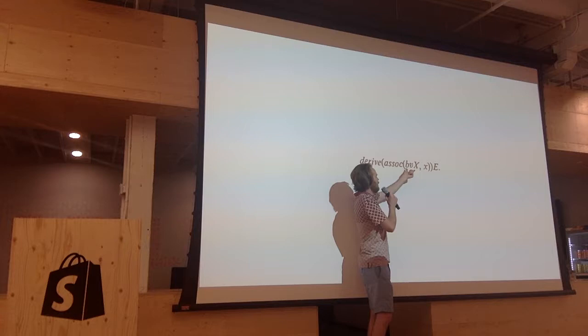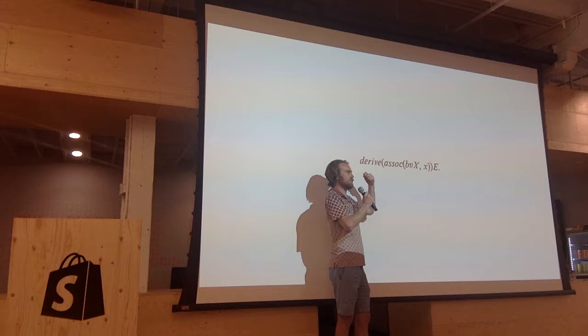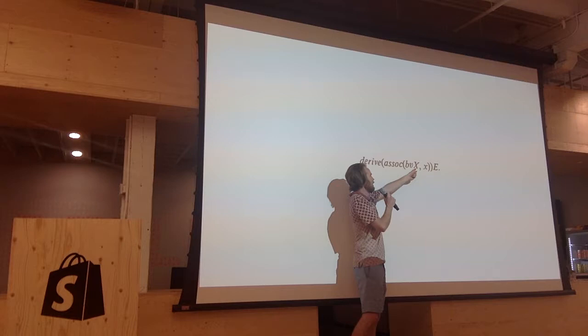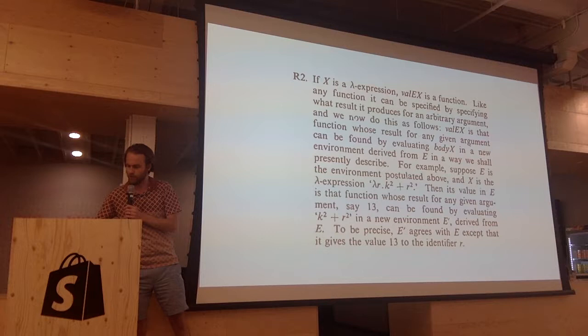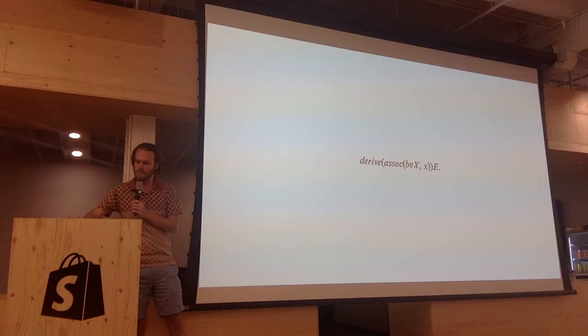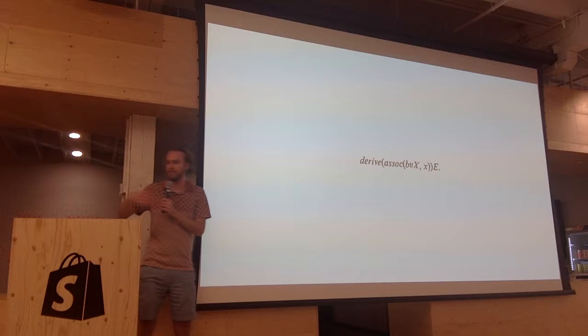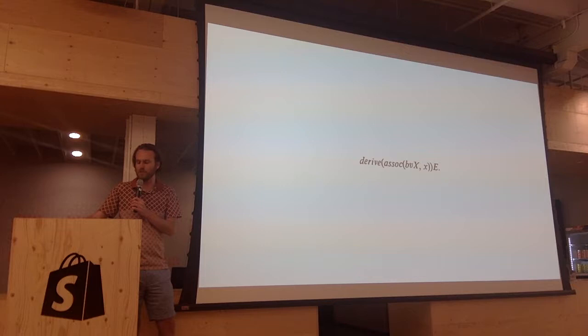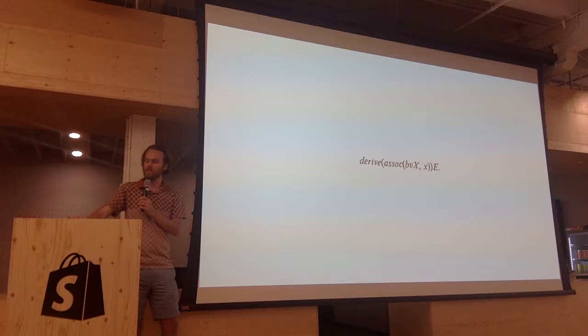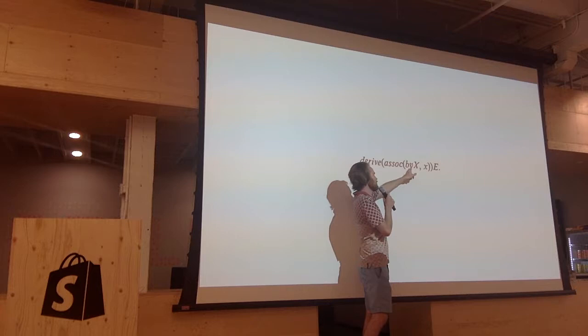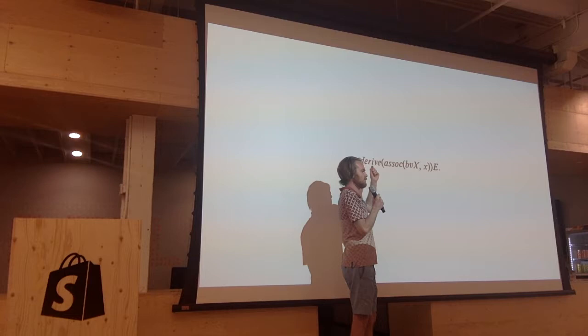But in this case, the BV of X, BV is the selector that gives you the bound variables of a lambda expression. Just to make this concrete, this is getting the new environment from a particular lambda expression. Given the bound variables of the lambda expression, lowercase x here is the value or values that are going to be associated with that bound variable or variables.